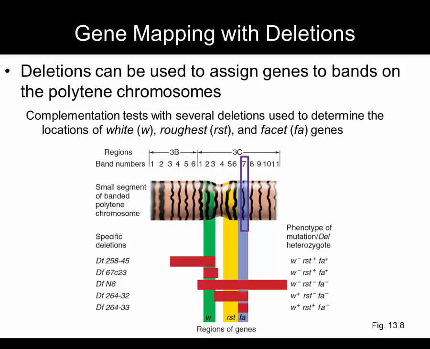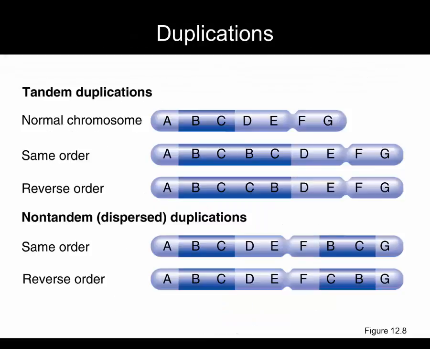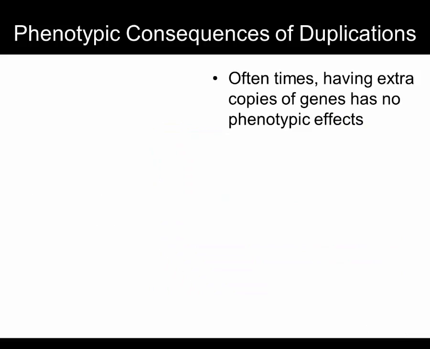Similar logic tells us that the facet gene is part of band 7, and the roughest gene could be part of either band 5 or 6. Now let's move on to duplications. These can be classified as tandem or non-tandem. In tandem duplications, the copied segment immediately follows the original, while in non-tandem duplications, the copy is dispersed to another part of the chromosome. In either case, the copy can be in the same order as the original, or the reverse order. Duplications often do not have phenotypic effects.